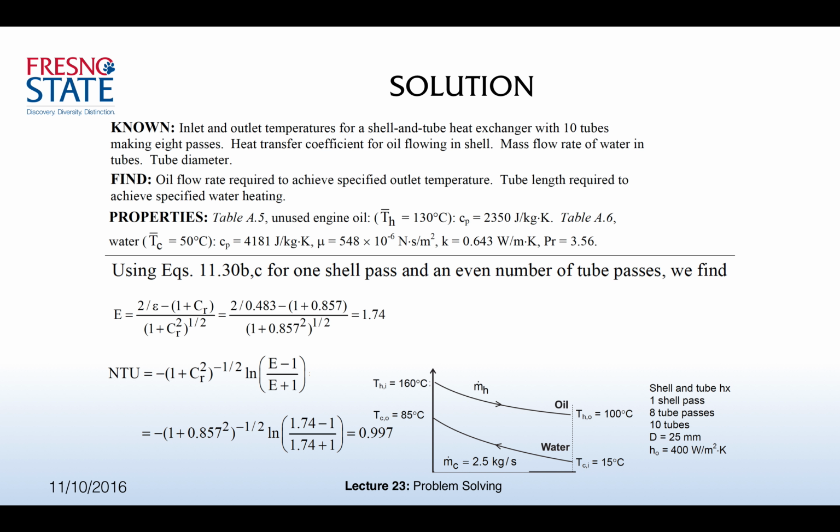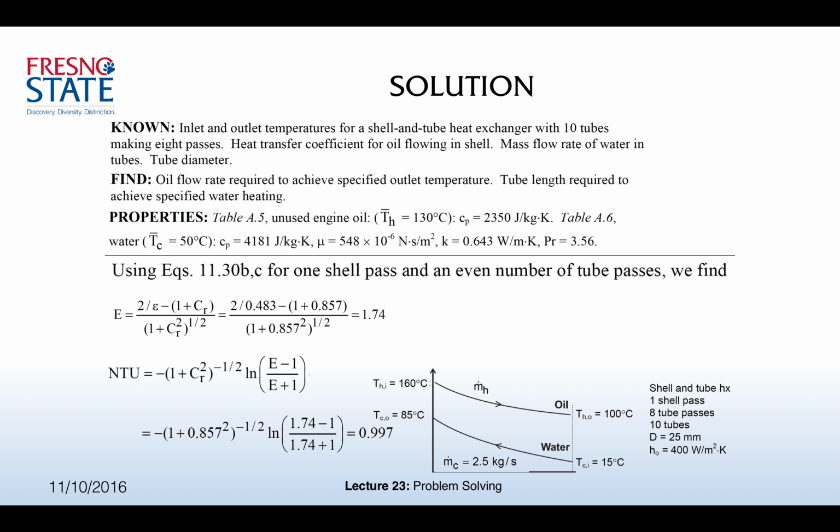You can use the E to find the number of transfer units, or NTU. This is equal to 1 plus CR squared to the power -1/2 multiplied by the natural log of the ratio E minus 1 to E plus 1. Then I have 1 plus 0.857 squared, all of this to the power -1/2, multiplied by the natural log of 1.74 minus 1 over 1.74 plus 1. Our NTU is going to be equal to 0.997.